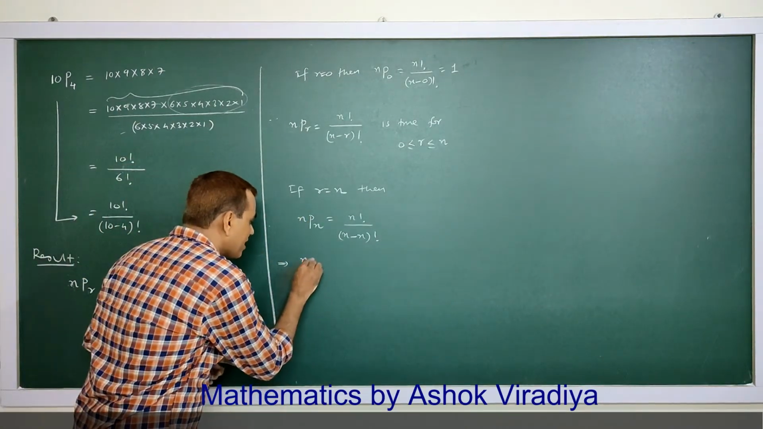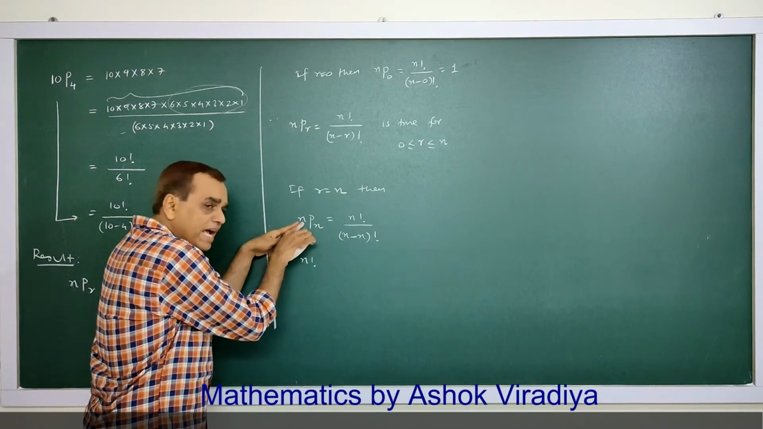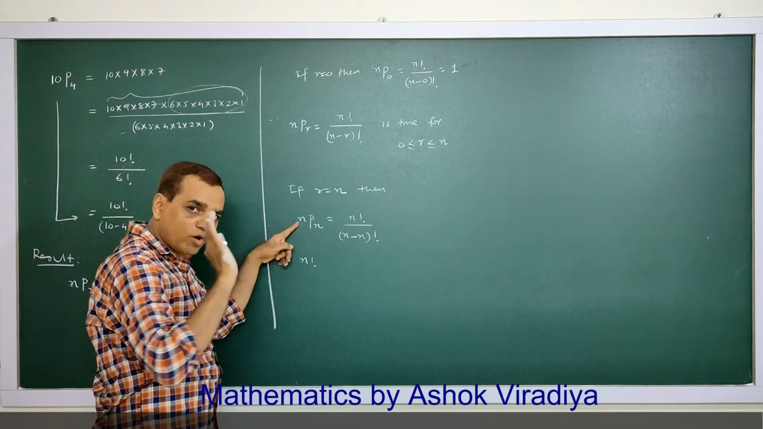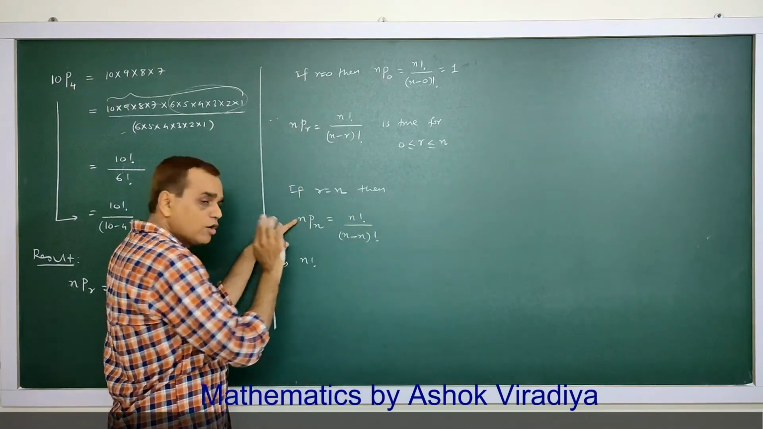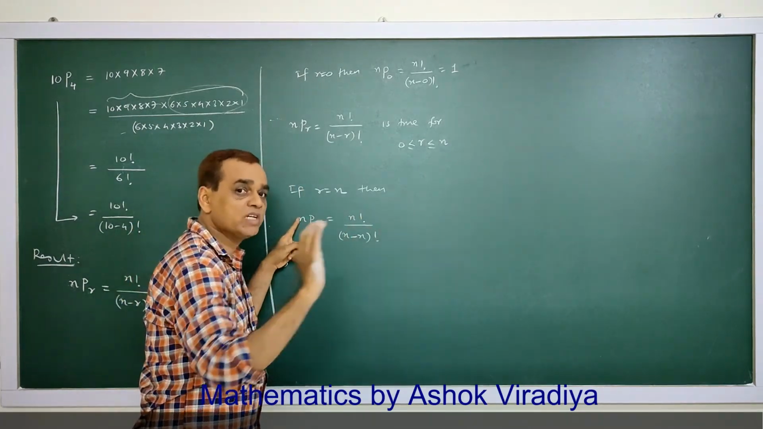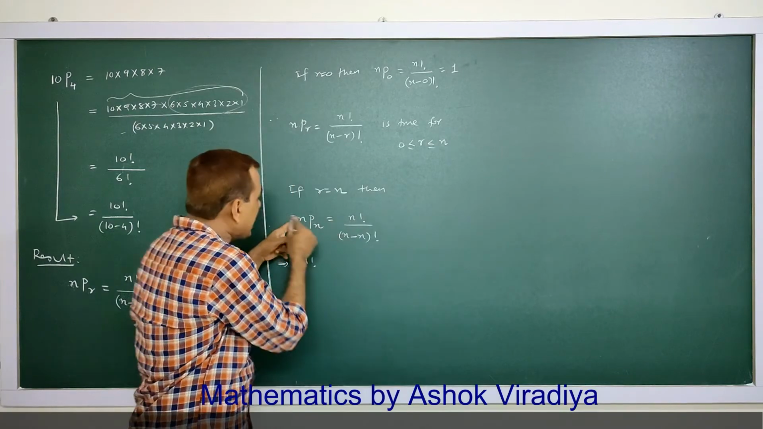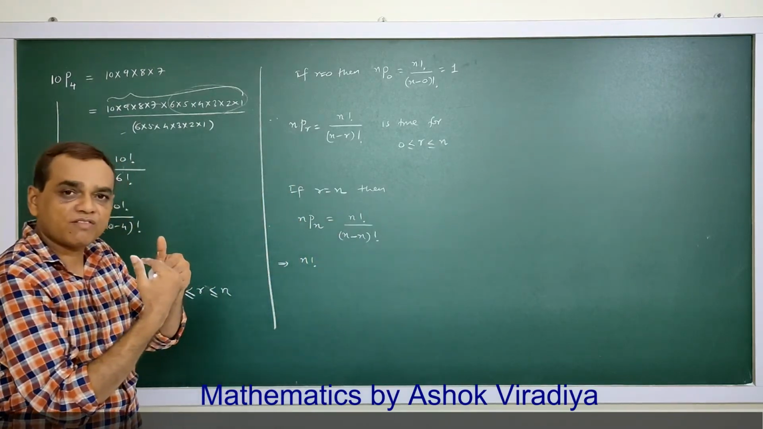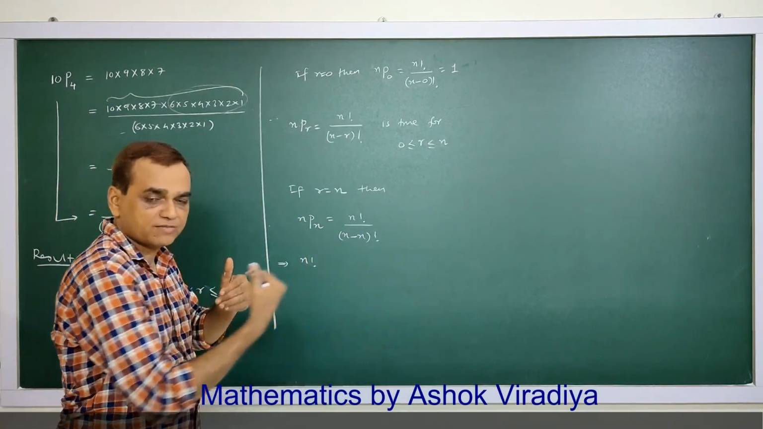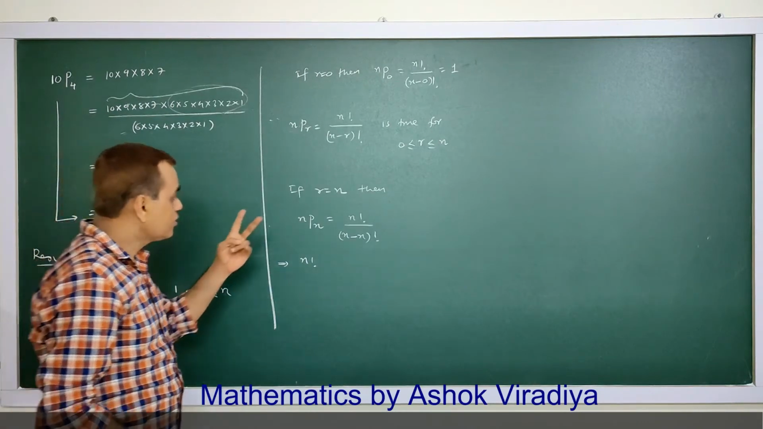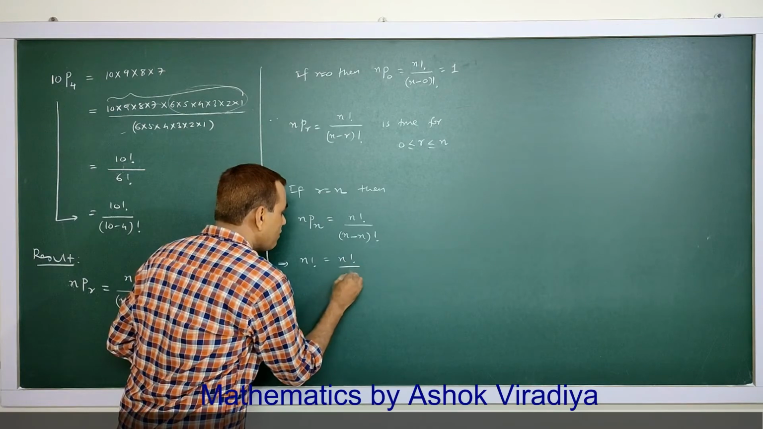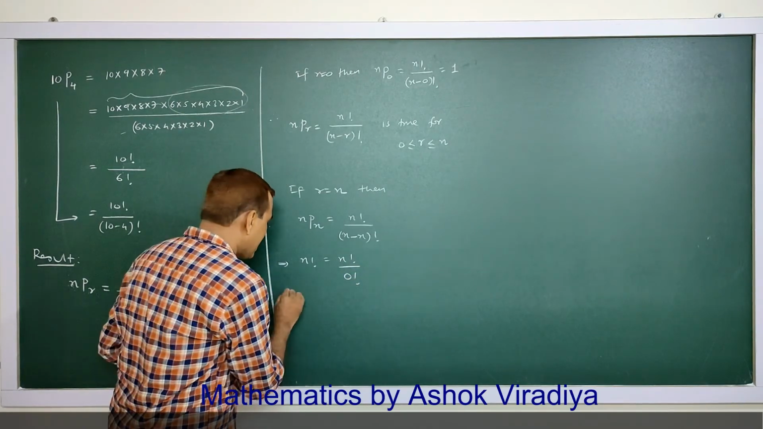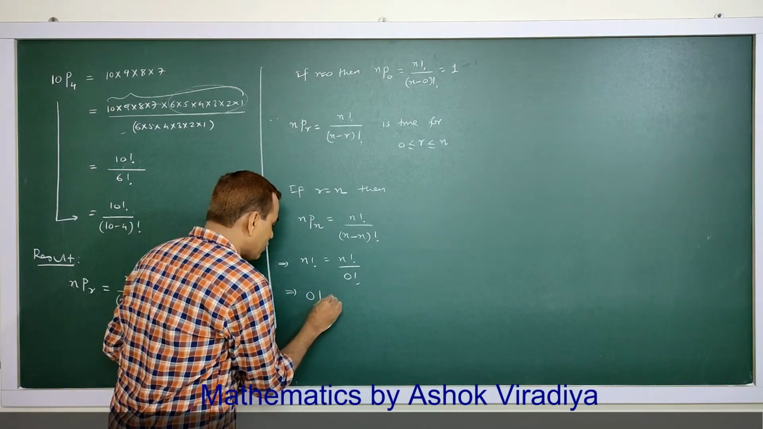nPn is n factorial. Beginning from n, going n steps back, you will reach 1. So nPn is the product of n natural numbers, so nPn is n factorial. It is equal to n factorial upon 0 factorial. So that means 0 factorial is 1.